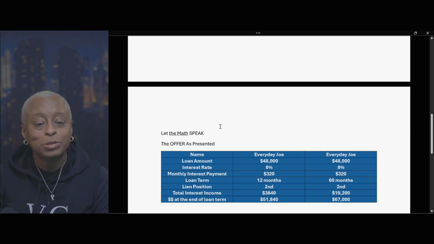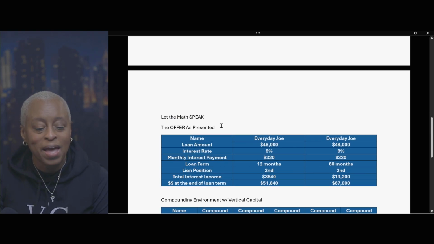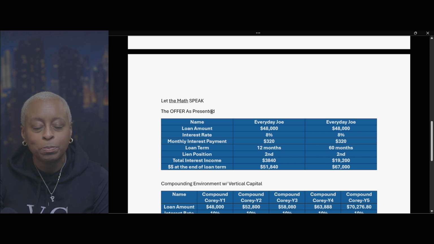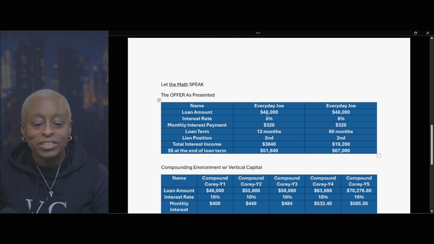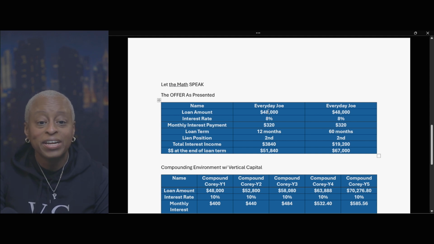Let the math speak, right? We're about to talk with the math, right? So the offer as presented, this is what the investor is presenting. She's presenting this deal to everyday Joe.